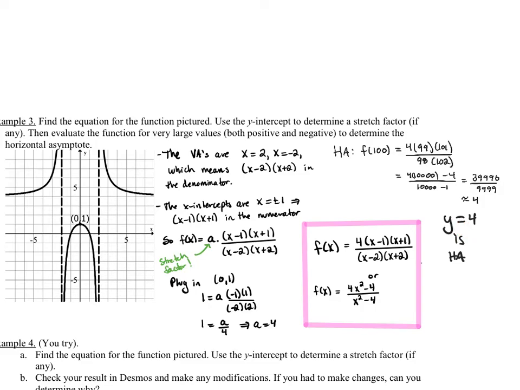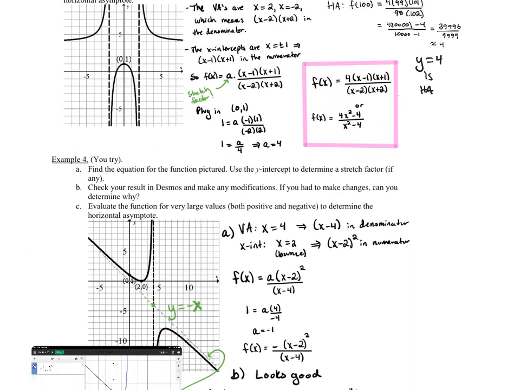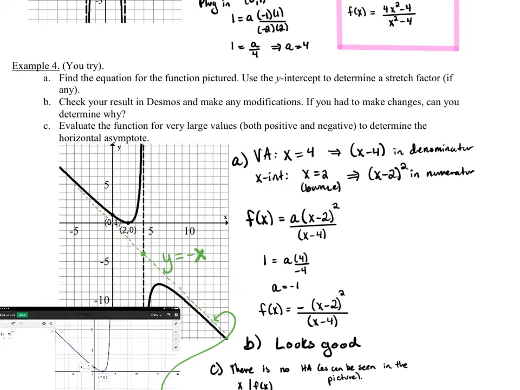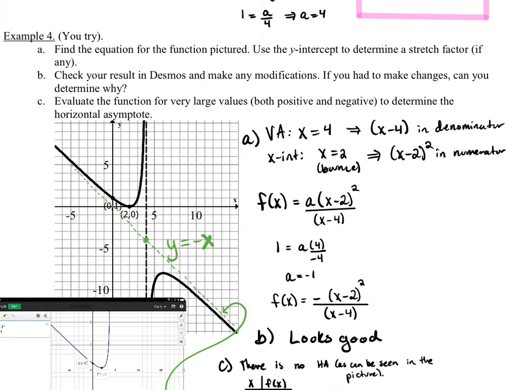Let's take a look at another one. You were supposed to do this one on your own, but we can go ahead and go over it together. So same idea, except this one does not have a horizontal asymptote. So we're going to start with the x-intercept. So the x-intercept is at 4, which means I'm going to put an x minus 4 in the denominator. There's an x-intercept at 2, so I'm going to put an x minus 2, and I'm going to go ahead and square it in the numerator because of this bounce. Then I solve for my stretch factor.